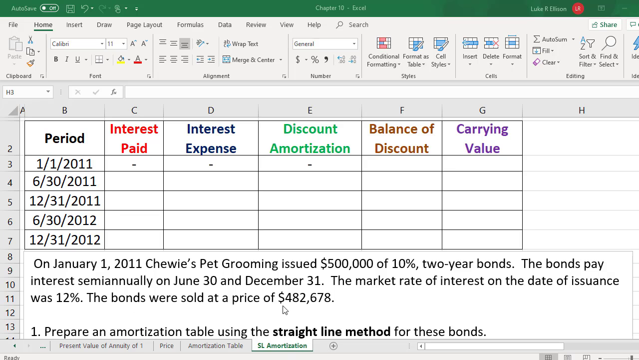The bonds were sold at a price of $482,678. We're asked in Part 1 to prepare an amortization table using the straight line method for these bonds, which we're going to do in this chart I've created here.